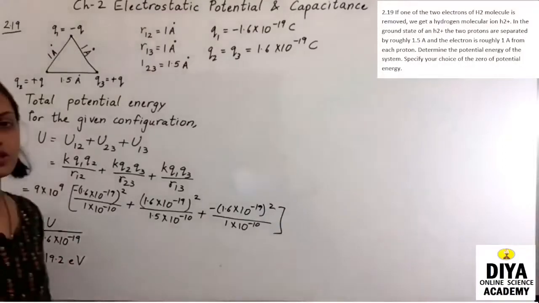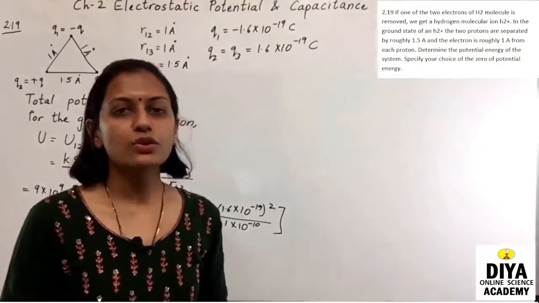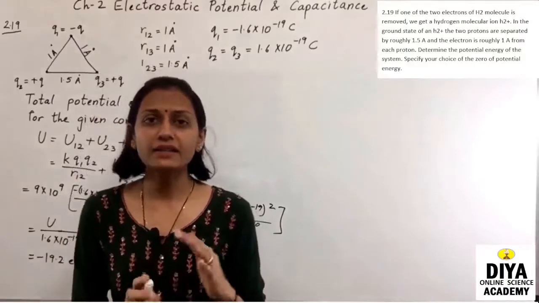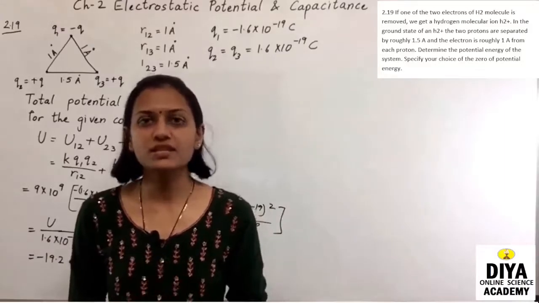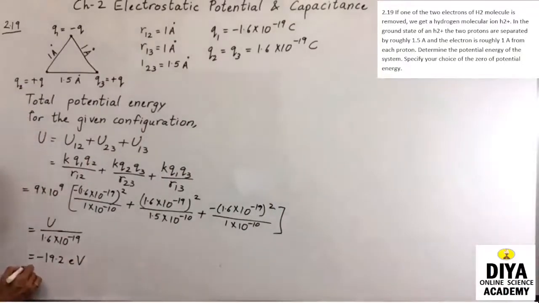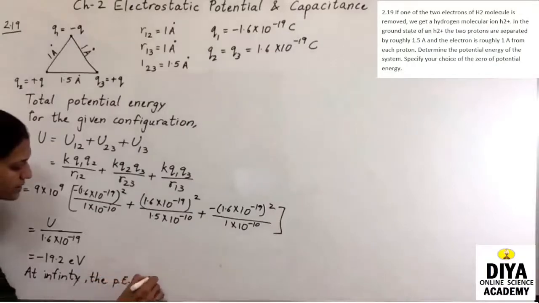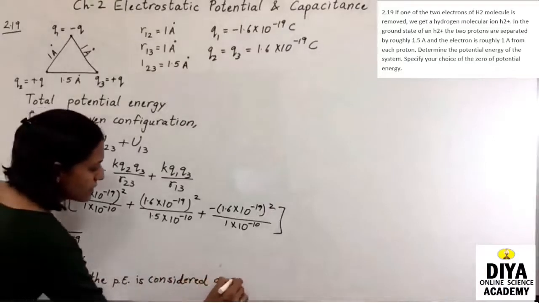Here we have also been asked to specify your choice of zero of potential energy. So the zero of potential energy is considered at infinity; the potential energy of such a system is zero. So we will be writing it like this, that at infinity the potential energy is considered as zero.